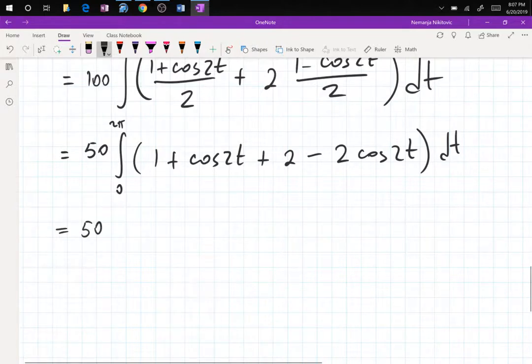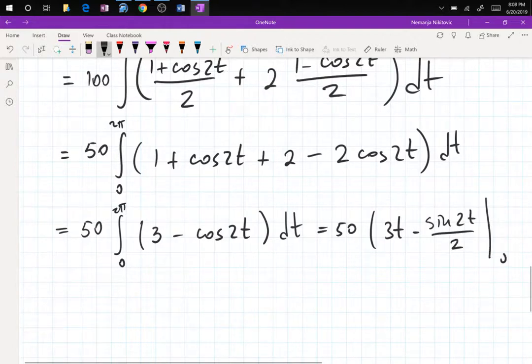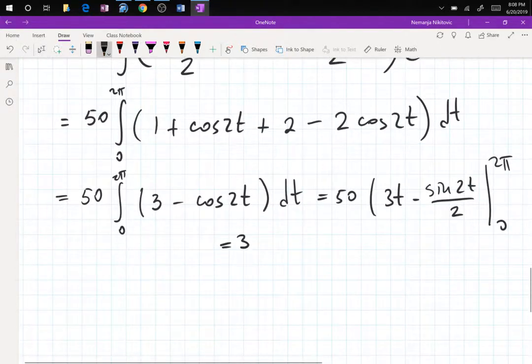Which is 50 times the integral from 0 to 2 pi of 3 minus cosine 2t dt. That's 50 times 3t minus sine 2t over 2, from 0 to 2 pi. And then when I plug in 2 pi, that's 300 pi.